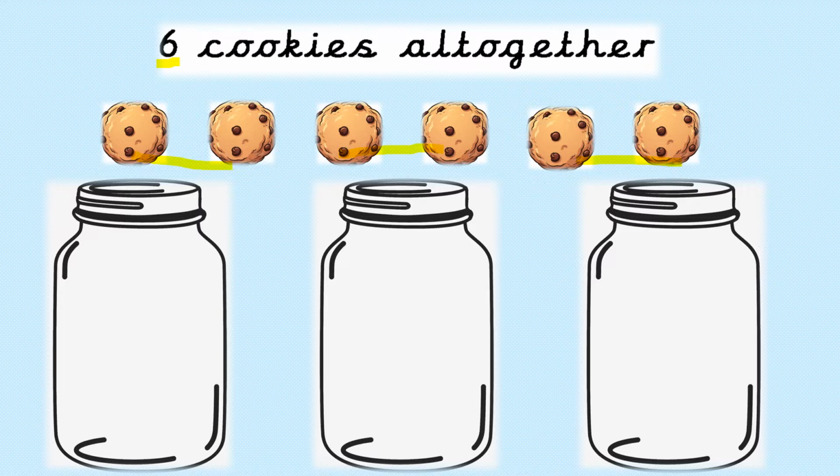I would like to share these 6 cookies equally into these 3 jars. How can I do that? I could share them out one at a time, one for you, one for you, one for you. Or can you already see 3 groups already? You can pause the video here and on a bit of paper write down or draw these 6 cookies shared between 3 jars. What does that look like? How many does each jar get?